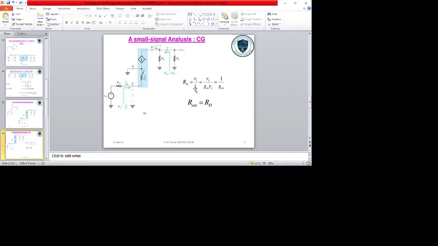Here the input resistance R input is equal to VI by II. According to Ohm's law, R input is equal to V input divided by I input. Here the I input can be expressed in terms of transconductance and voltage. The voltage VI gets cancelled, so R input is equal to the reciprocal of transconductance. By considering this entire circuit, the output resistance can be expressed in terms of drain resistance.